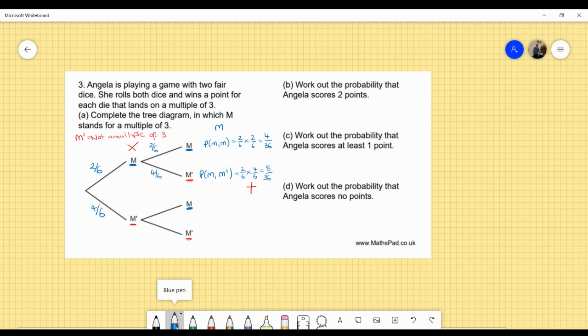So it says that she wins a point for each time she gets a multiple of 3. So anything with an M is going to be 1 point. Anything with 2 M's will be 2 points. Anything with an M and apostrophe, that's worth 0 points. So just think about which ones would be worth 2 points, which ones would be at least 1, so that means it could be a 1 or a 2 pointer, and then which ones would score no points, so that would be the M apostrophe, M apostrophe. Okay, let me know if you've got any further questions.